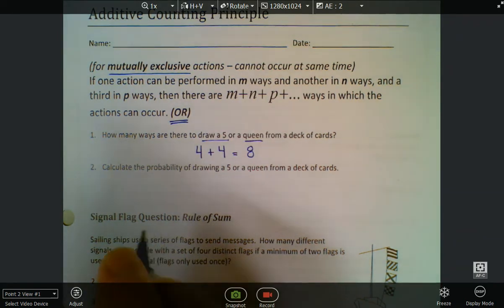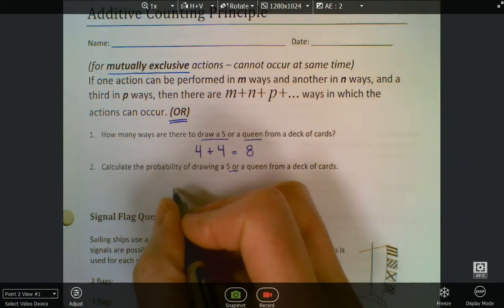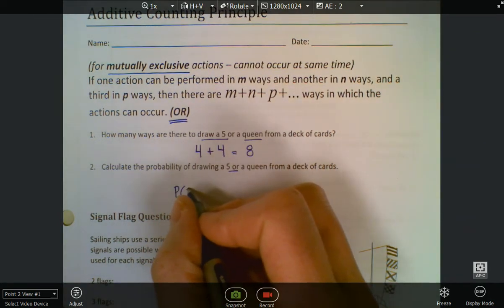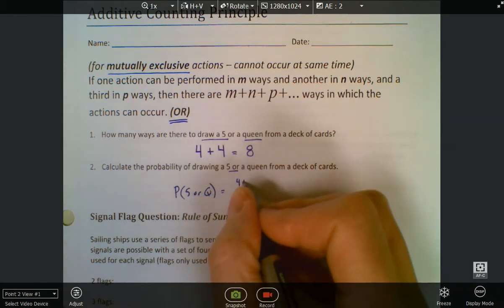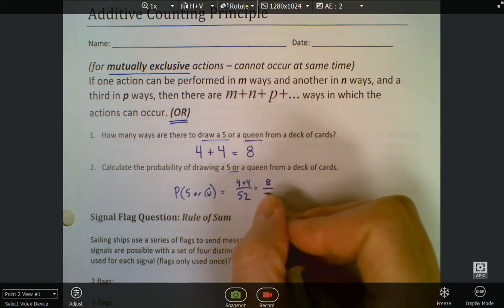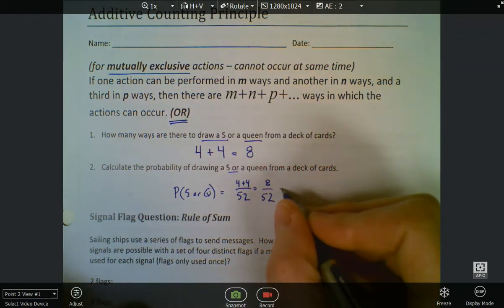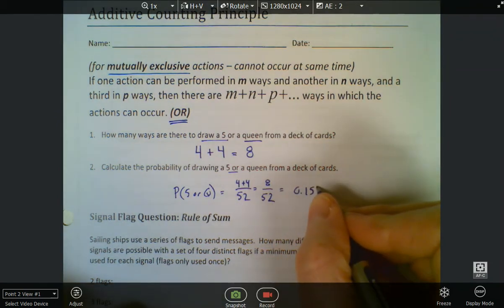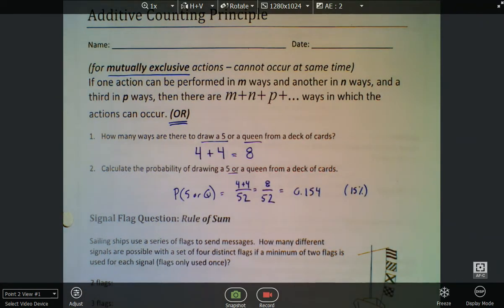So calculate the probability of drawing a 5 or a queen from a deck of cards. Well, the probability of a 5 or a queen is simply 4 plus 4 over 52, or 8 over 52, which you could put, if you wish, as a decimal. So we do 8 over 52, which is 0.154, or about 15% probability or chance.